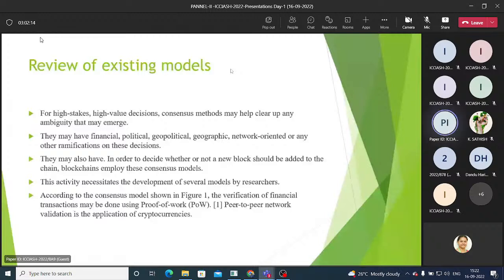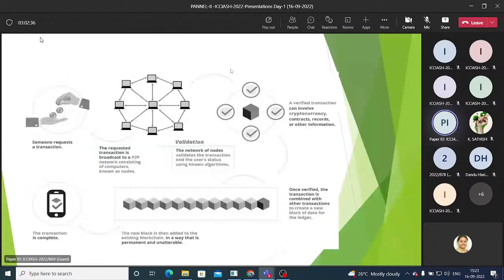According to the consensus model in the figure which I'll be showing, the verification of the financial transaction is done by proof of work, and peer-to-peer network validation is the application of cryptocurrencies. We are all very much aware of this term, cryptocurrency, wherein proof of work is highly applicable. In this figure, someone has a request for a transaction and the transaction is broadcast to a particular network. So how should the validation work? If we take an example of two customers communicating among themselves, every customer has to validate himself and the other customer as well, to prove identity and authenticity, so that the other person understands that this is the authenticated person with whom I have to start the communication, or from whom I have to take a message. In the same way, the validation also takes place.